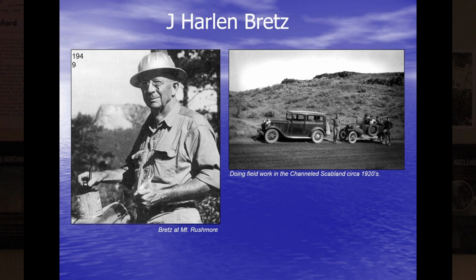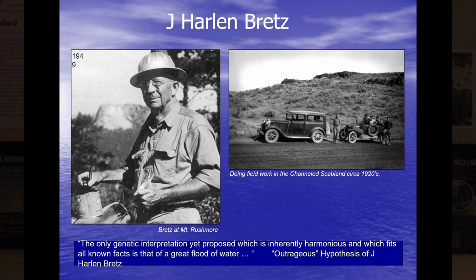And in 1923, he published a paper, and his conclusion was: the only genetic interpretation yet proposed, which is inherently harmonious and which fits all the known facts, is that of a great flood of water. So this was his outrageous hypothesis that he published in 1923. His hypothesis changed somewhat over the years, but he basically had the right idea that there was a huge flood or floods that created the Channel Scabland.